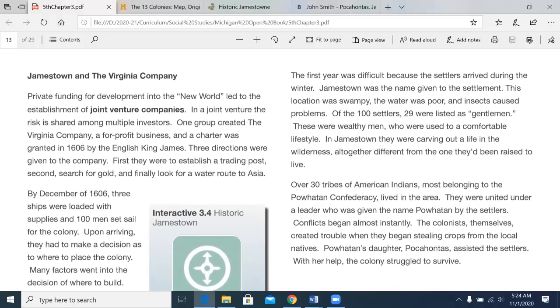3 directions were given to the company. First, they were to establish a trading post. Second, search for gold. And finally, look for a water route to Asia.